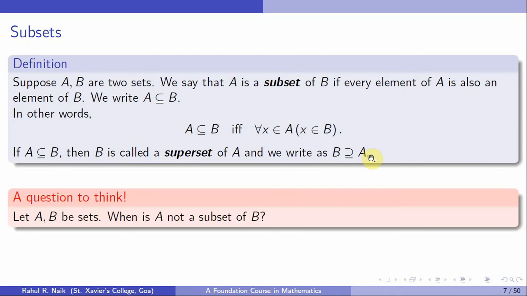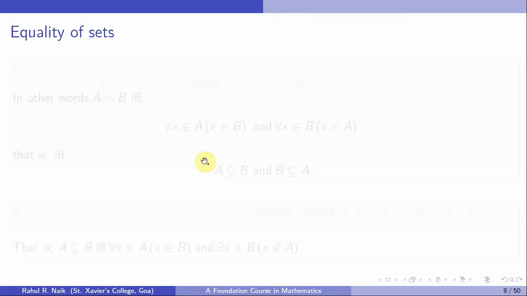A question to think about: if A and B are two sets, when do we say that A is not a subset of B? As you are all familiar with negating a statement, you just have to negate this statement. I would leave this as an exercise. Equality of two sets: we are looking at different sets, so we need to know this notion of equality of sets. So when do we say that two sets are equal?